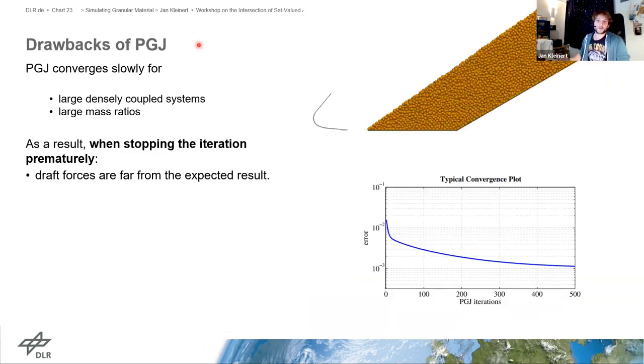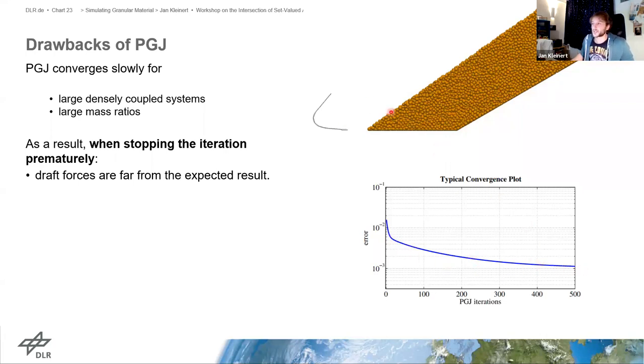The projected Gauss-Jacobi method has some drawbacks, though. Mainly, it converges quite slowly for large, densely coupled systems and large mass ratios. So on the bottom right here, you see a typical convergence plot. The x-axis shows you the iterations, the y-axis shows you the error, and typically you would have quite good convergence in the first few iterations, and then this just flattens out.